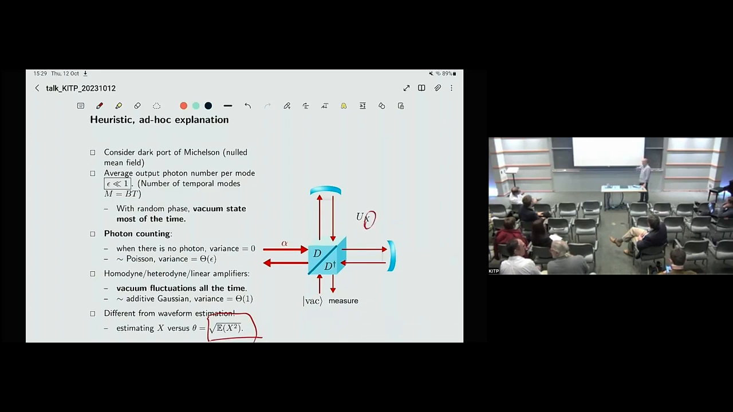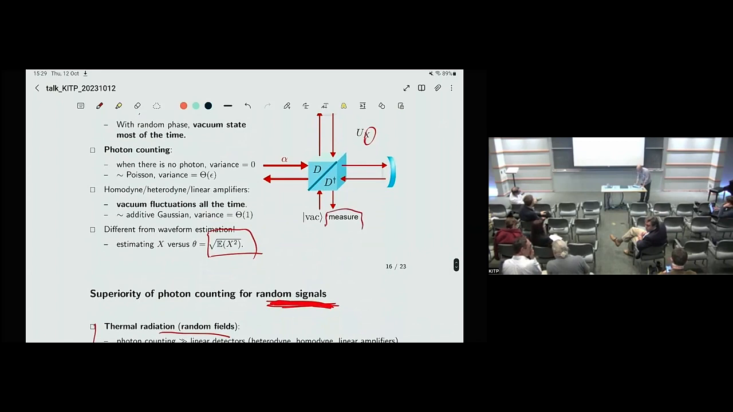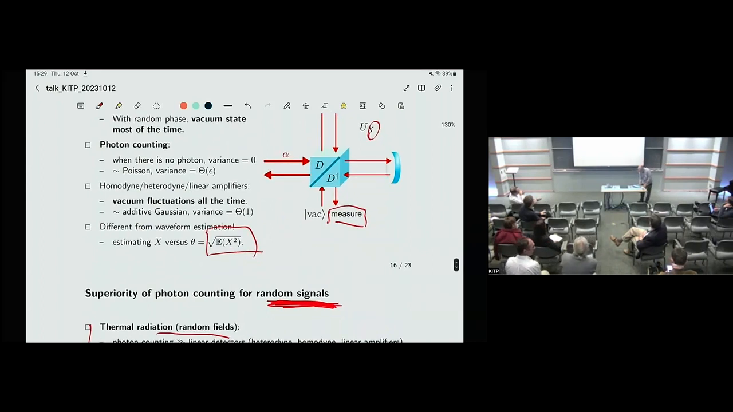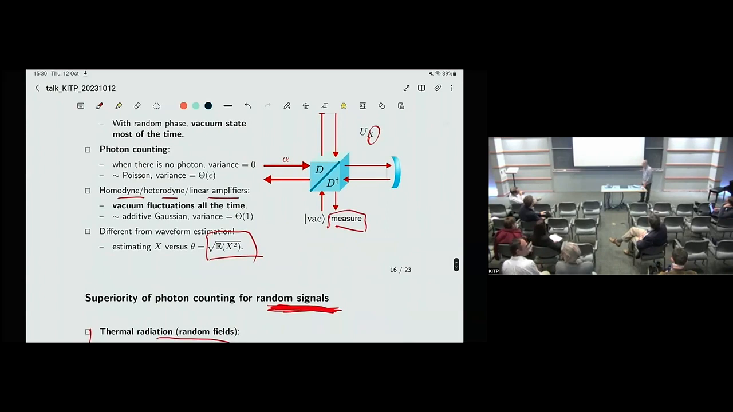If there's no signal, let's think about the simplest case. There's no signal. Everything is balanced. What is the output? It's just vacuum, right? So vacuum is perfectly quiet. If I do photon counting, it's perfectly quiet. It's zero photon number all the time. On the other hand, if I do homodyne, heterodyne, linear amplifiers, think about what's going to happen. Even if there's no photon coming in, you are measuring vacuum fluctuations all the time. Okay?